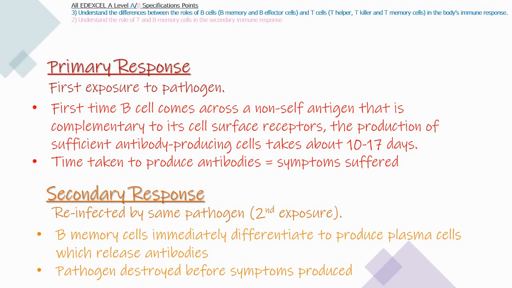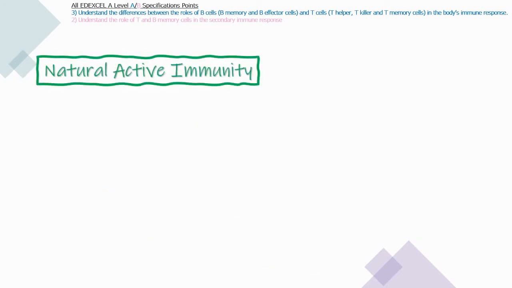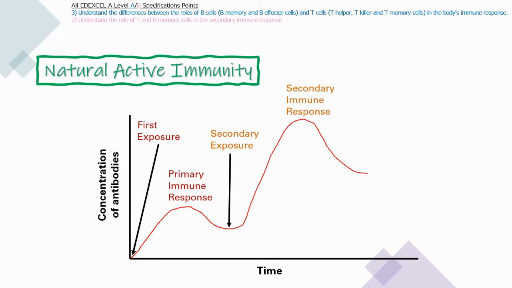Primary and secondary immune responses are involved in natural active immunity. We can see from the graph here that the concentration of antibodies for a primary immune response is relatively low when we have initial exposure, and this also takes a longer amount of time. Whereas when we are exposed to a pathogen for a second time around, the secondary immune response is a lot quicker and it produces a higher concentration of antibodies.